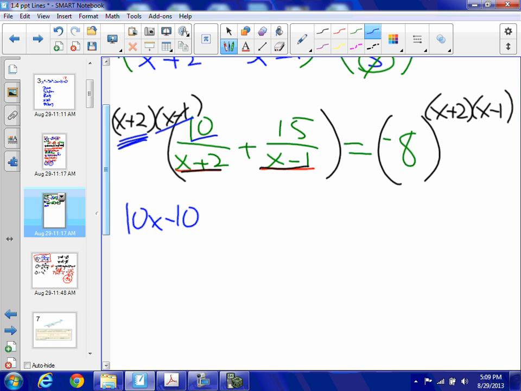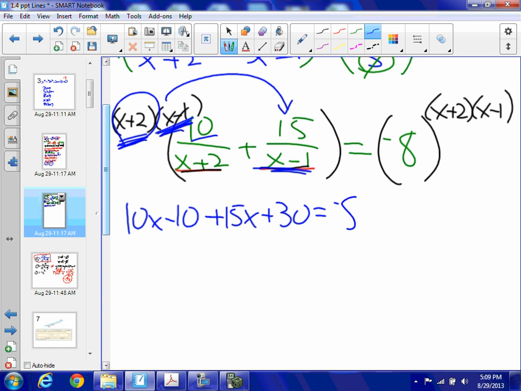And now when I multiply both of these times this term, my x minus 1 cancels out. So all I'm going to be doing is multiplying my x plus 2 times 15, which is going to be plus 15x plus 30. And that is equal to negative 8 times x plus 2, x minus 1.